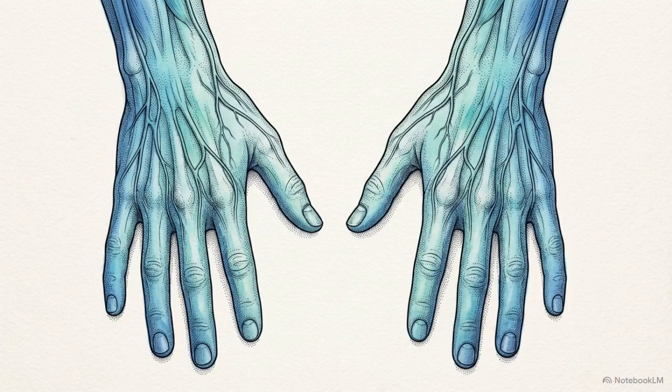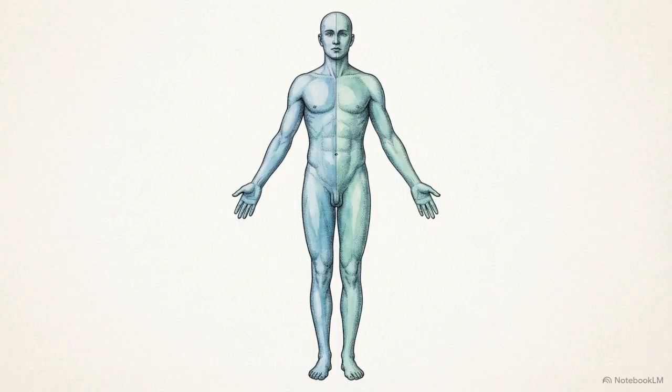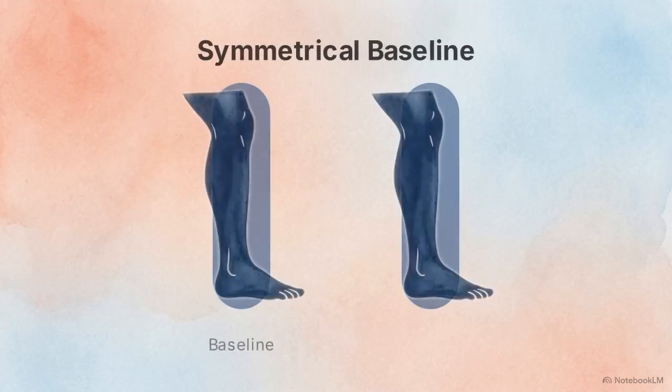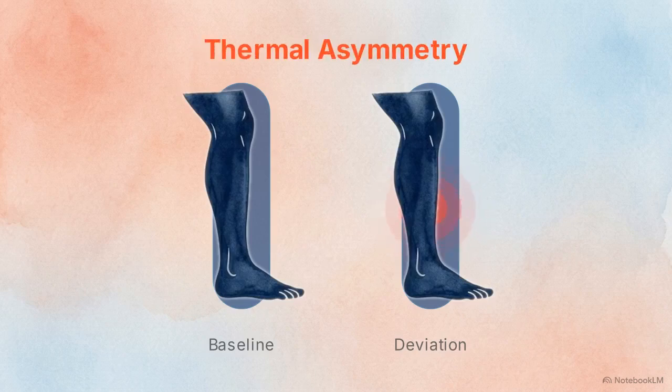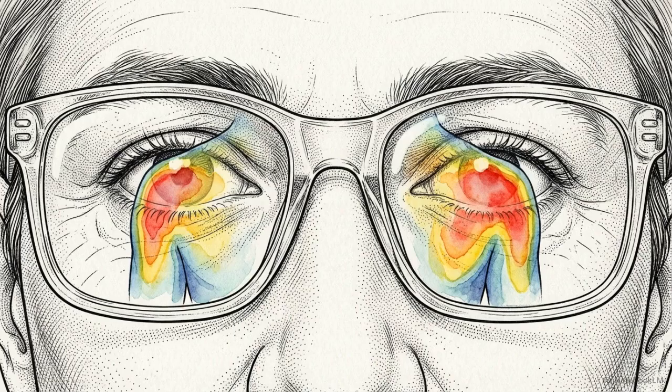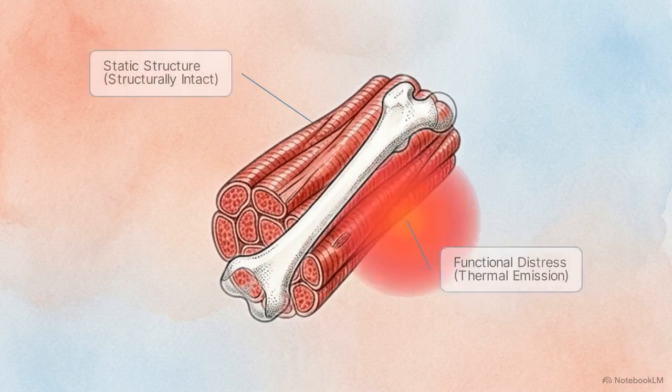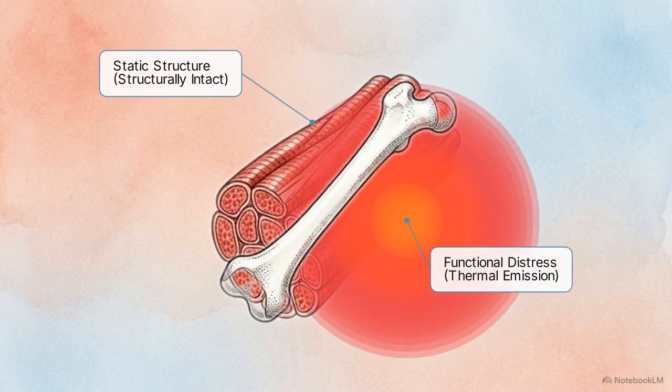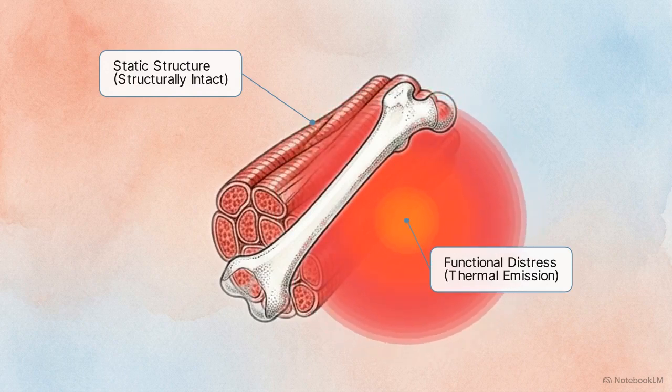To interpret this data, we start with a core biological baseline, thermal symmetry. In a healthy state, contralateral regions of the body should theoretically emit identical heat signatures. When we see a localized deviation from this baseline, we call it thermal asymmetry. These distinct variations serve as immediate diagnostic indicators for underlying pathology. This functional data develops rapidly. Changes in heat emission occur long before structural damage becomes visible on a traditional X-ray.